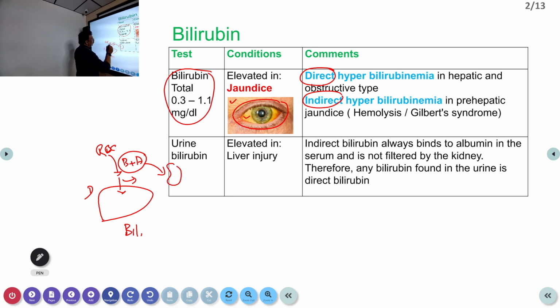So in a patient who has prehepatic hyperbilirubinemia, that bilirubin is always bound with albumin, so it will not go through the kidney. So any patient who has jaundice due to a prehepatic cause will not have urine bilirubin. That is very important. Urine bilirubin will be positive only in hepatic jaundice or post-hepatic jaundice. Okay, so that is very clear.